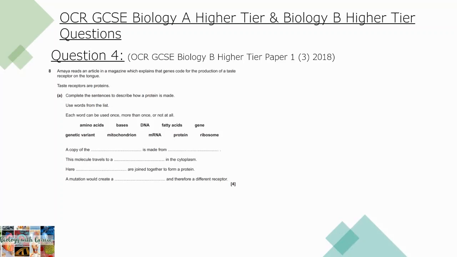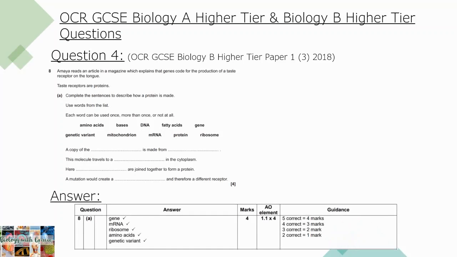So a mutation would create a something and therefore a different receptor. So a mutation would cause a change in the amino acid sequence due to a change in the DNA code, and therefore a different protein is going to be produced. So the answer is going to be genetic variant, as a mutation would create a genetic variant and therefore a different receptor. And here we can see our answers.